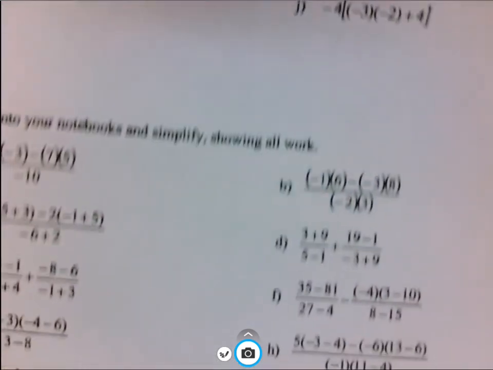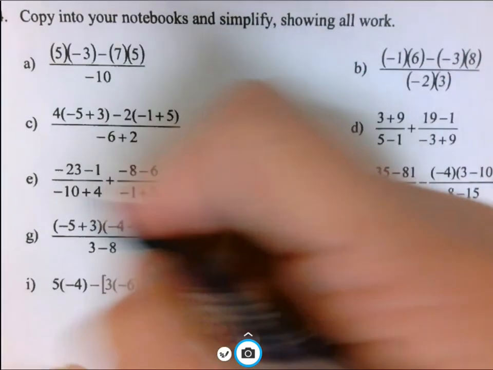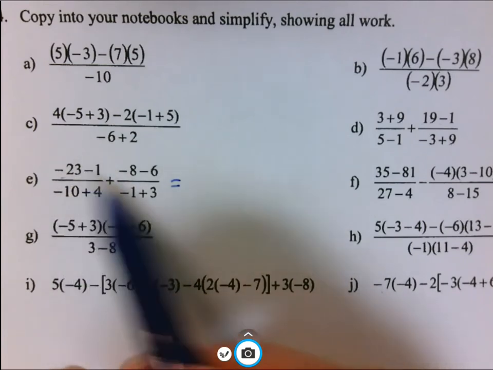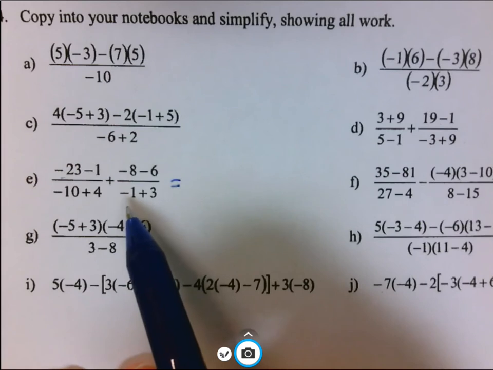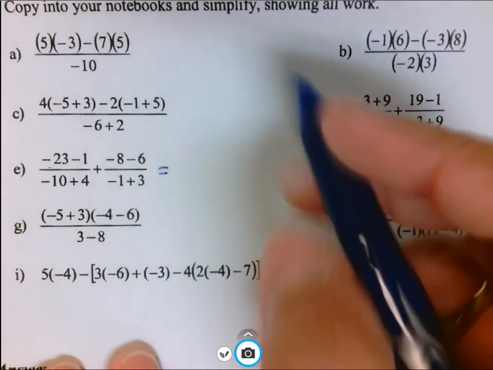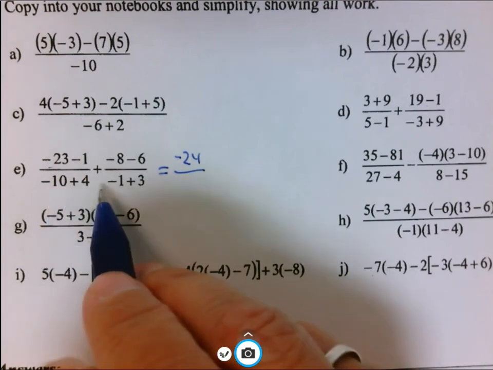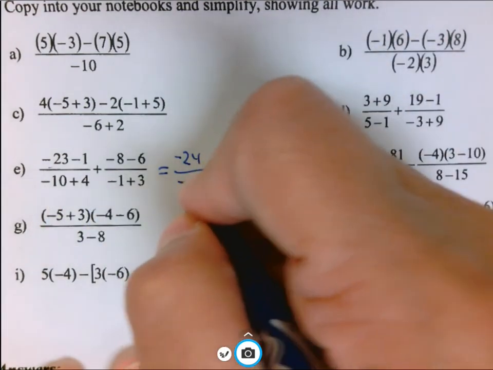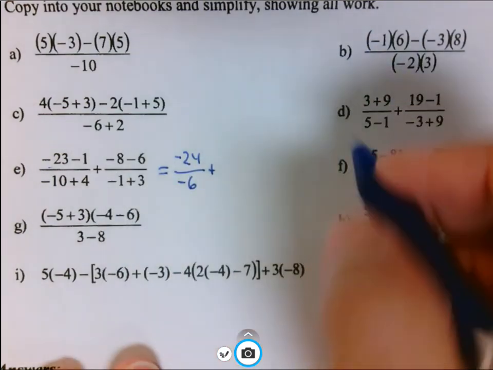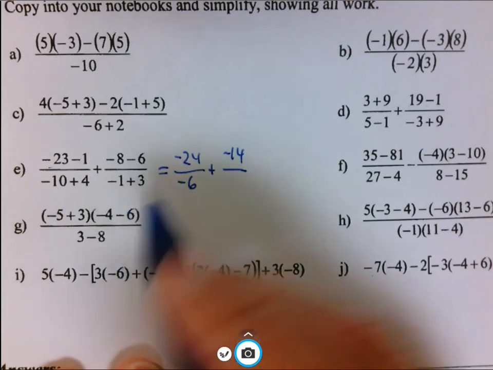Looking down on the same page, I've got some lovely fractions here. Okay, so let's do one. I'll just randomly select this E. You've got to simplify the numerator and the denominator before you can start doing things with adding the fractions. So -23 minus 1, so temperature is -23, goes down another 1. That's -24 over -10, go up 4, is -6, plus -8, go down another 6, -14, over -1, go up 3, is 2.